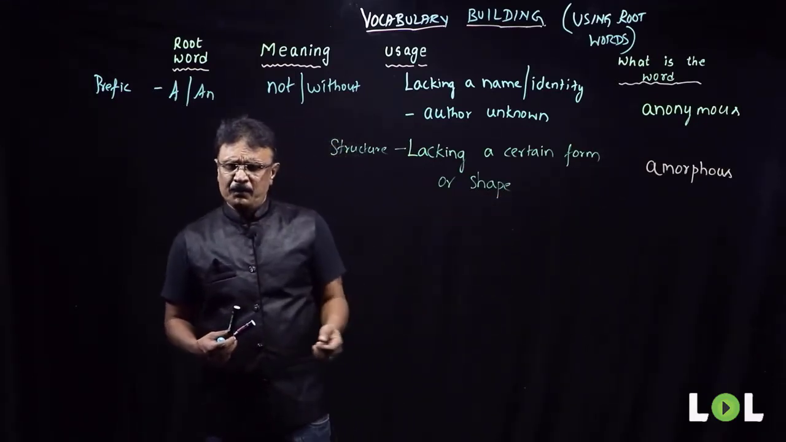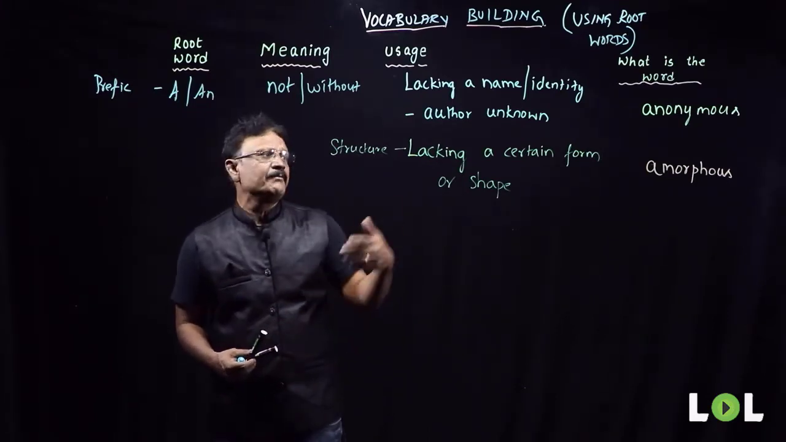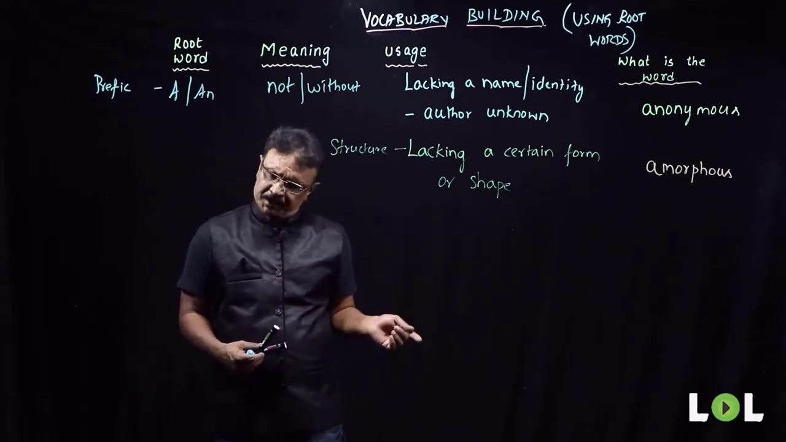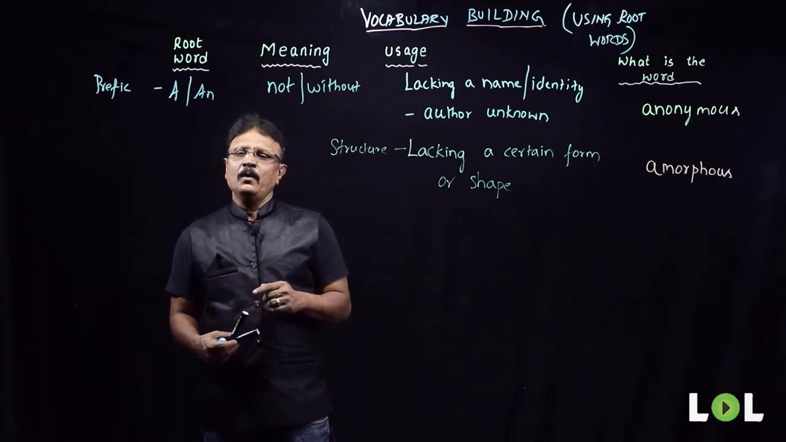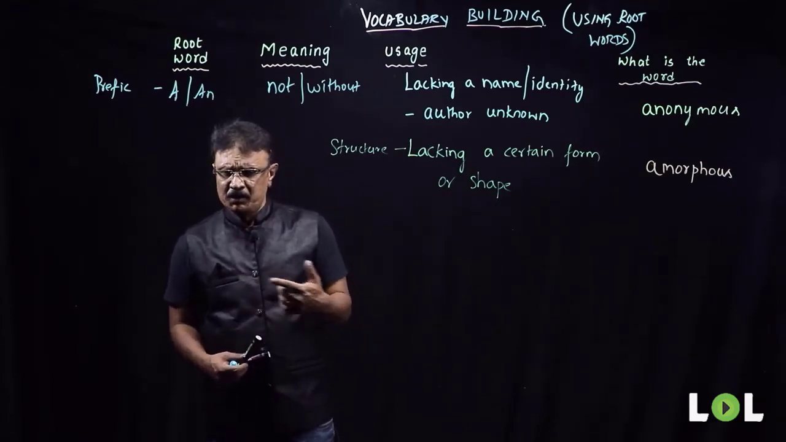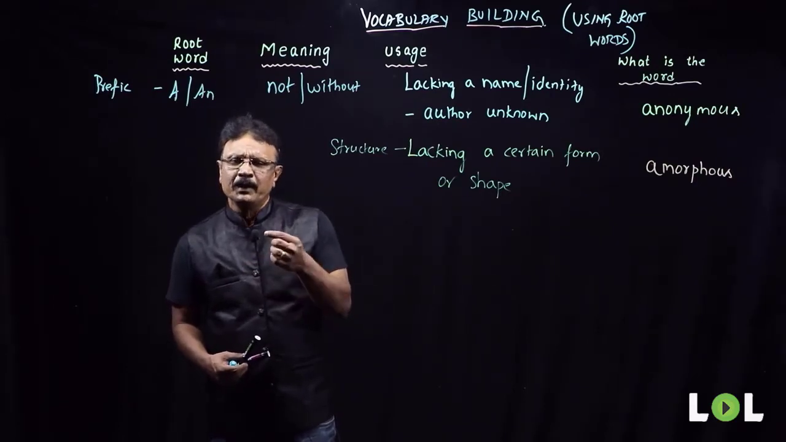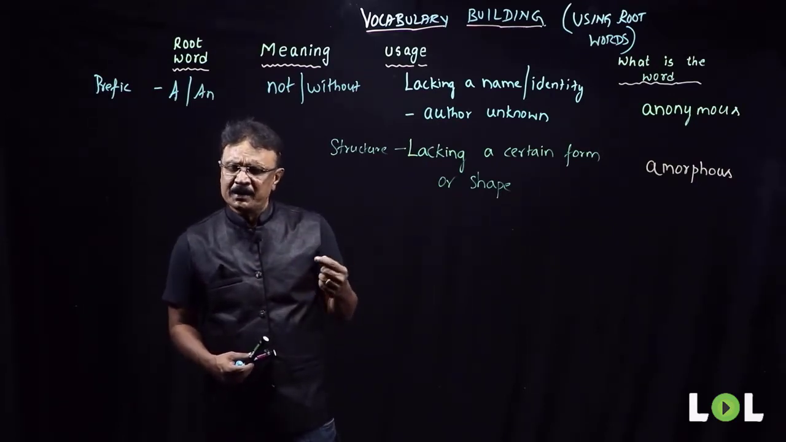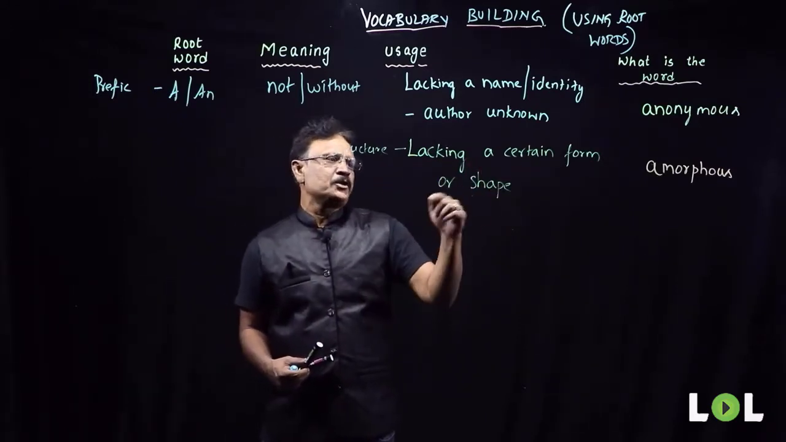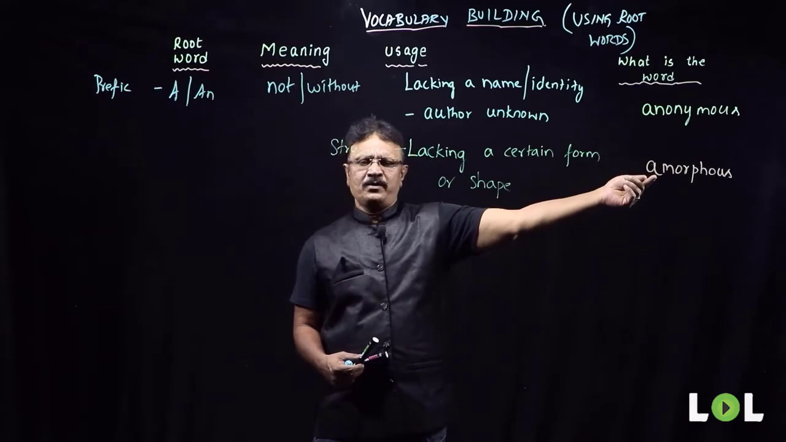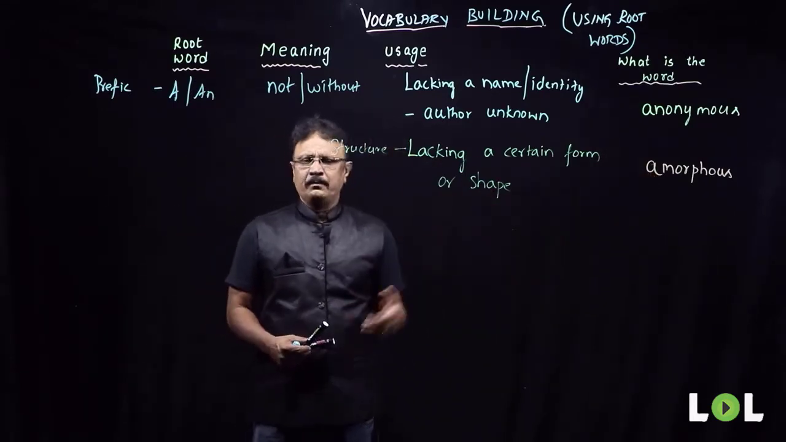Amoeba, have you heard of the word amoeba? Does not have a certain form, does not have a certain shape. So amorphous is derived from the word amoeba. When it comes to chemistry, they use this word in terms of crystalline. When the solids turn into crystallines, they do not have a certain shape or form. So lacking a certain form or shape, they are amorphous by nature. So without a shape or a form.